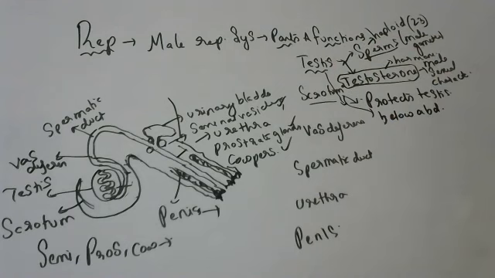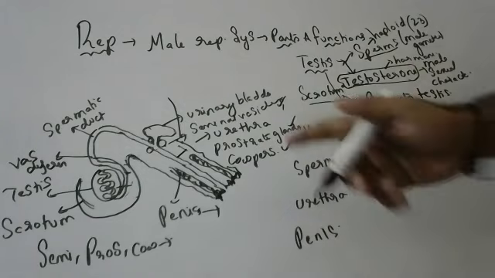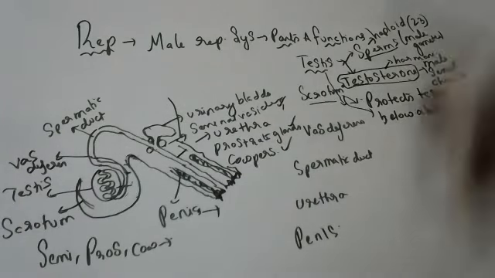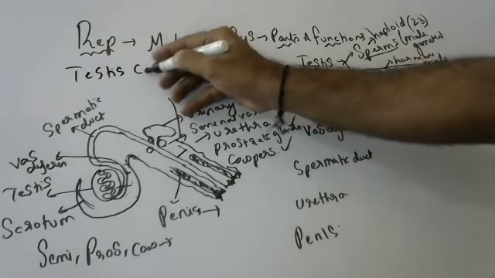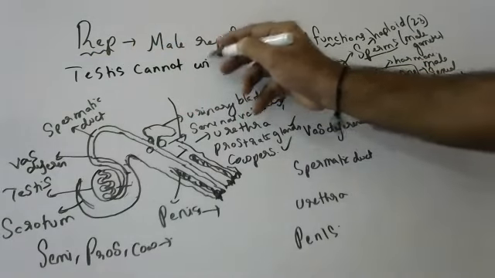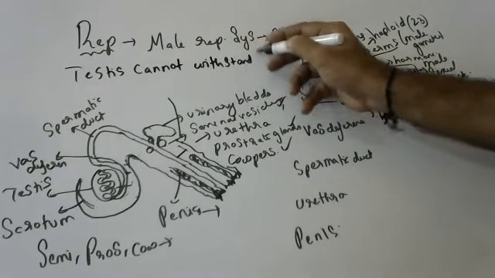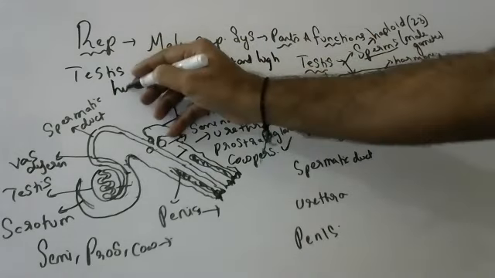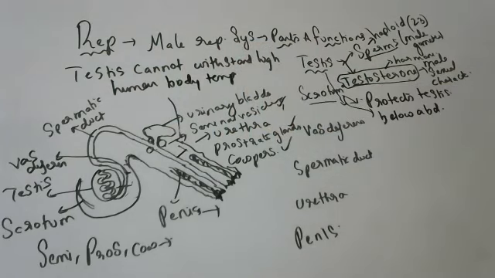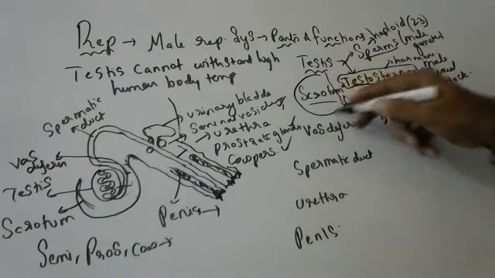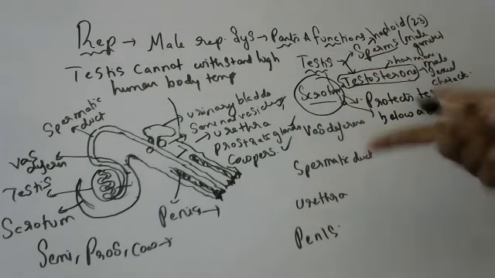They will ask this in board exam questions. Why are testes extra abdominal? They are present outside the abdomen in the scrotum, children. Why? Because testes cannot withstand high human body temperature. Very important question. Don't forget this point. They are present outside the abdomen, extra abdominal, in the scrotum. Scrotum is a loose fold of skin in which testes are lodged.